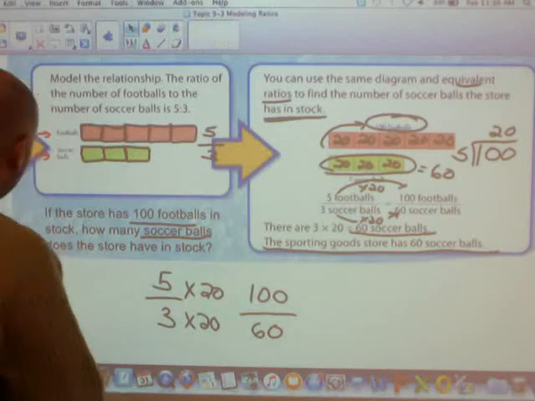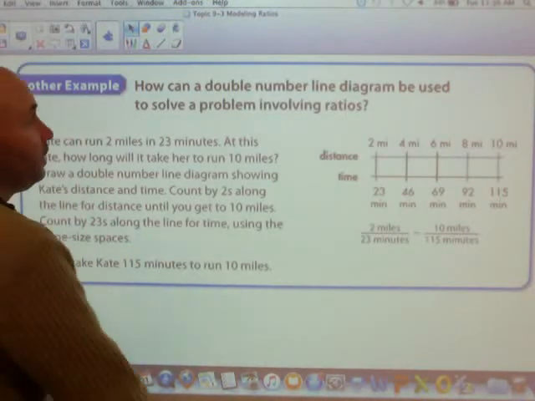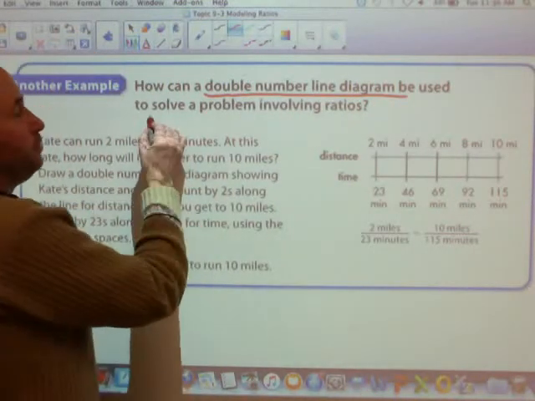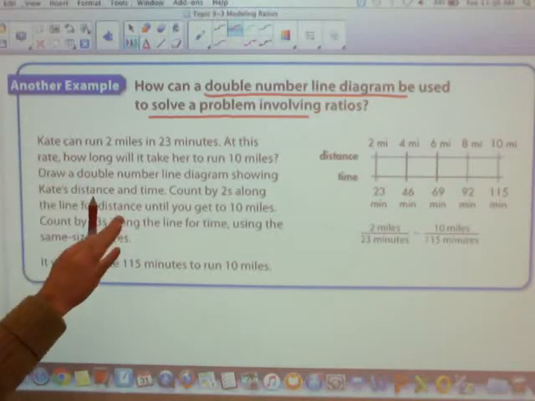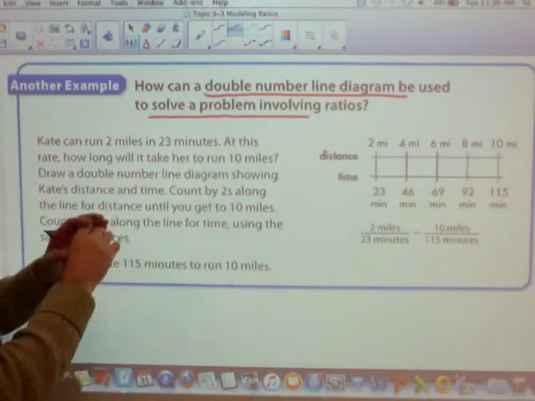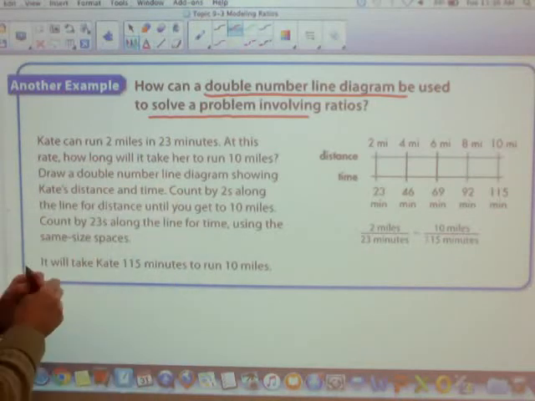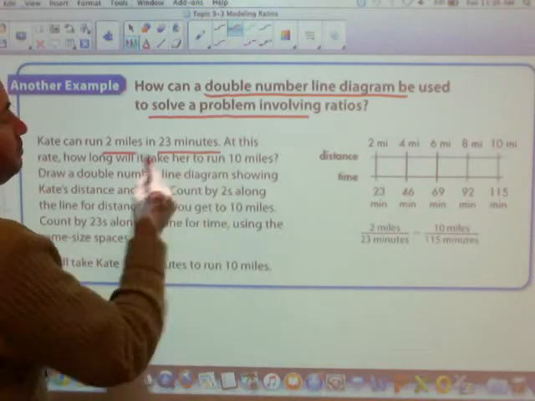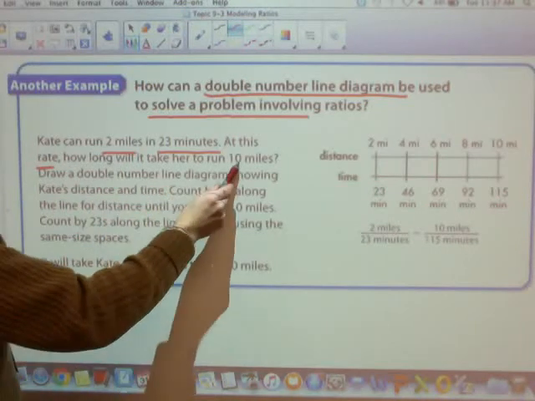All right? Now, the book also gives us another example of a model, and this is called a double number line diagram. Okay? That can be used to solve problems involving ratios. Again, here's our problem. And what I like to do when I read these problems is look for the initial ratio, the initial comparison of amounts. Kate can run 2 miles in 23 minutes. At this rate, how long will it take her to run 10 miles?